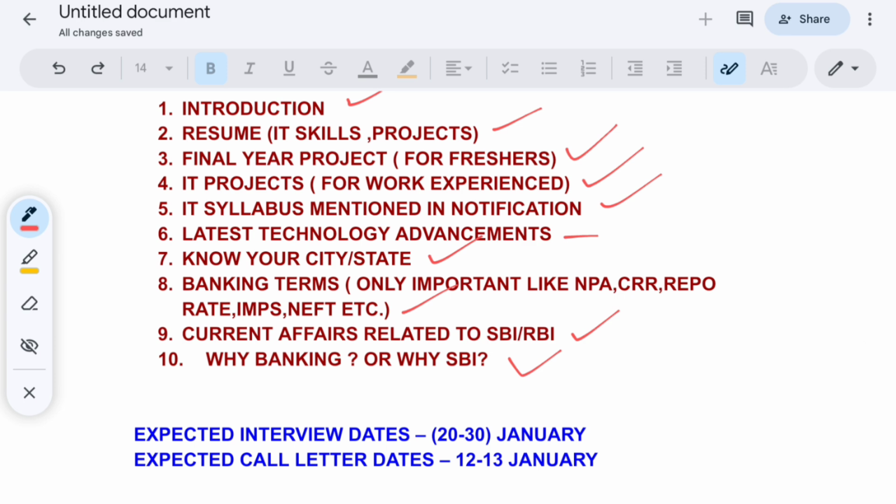According to me and the past trends of the interview dates, we can come to a conclusion that the interview should be scheduled between 20 and 30 January, and it will go on for 3 to 4 days, because the number of applicants is very large this time. The expected call letter dates will be 12 to 13 January, 1 week before the actual interview dates. So this is the scenario here.